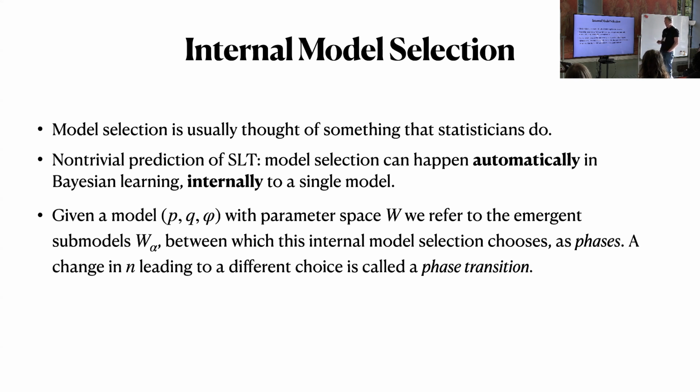A non-trivial prediction of SLT, as opposed to classical Bayesian statistics, is that this model selection process, which is usually thought of as a meta-activity that the statistician does, is actually a natural operation of Bayesian learning. And that happens internally to a given model class. So I'll sketch that in a moment, but we're going to take a triple P, Q, phi. P is the model, Q is the truth, phi is the prior, on parameter space W. W alpha are going to stand for particular regions of parameter space, the precise conditions I don't want to go into now. We'll just refer to those as phases. So the alphas, the Greek letters, stand for phases.